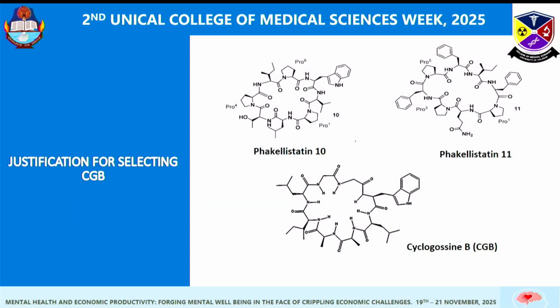All right, justification for selecting cyclogossine B in this work. The justification here is that it has structural resemblance with 2 cyclopeptides, facalistatin 10 and facalistatin 11, which have been demonstrated to have anti-cancer effect. So we looked at structure-function relationship. That was why we selected that compound.